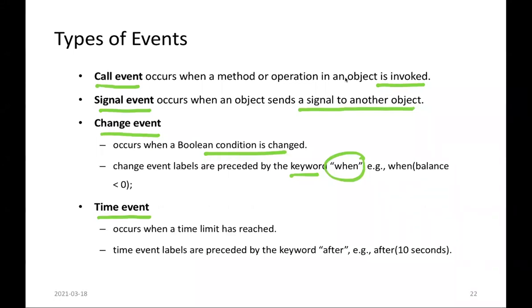Finally, the time event always occurs when a time limit has been reached, and we're going to use keywords to describe the time event labels. The most common keyword that we use a lot is "after". So you just write the keyword after, and then you open brackets and you put exactly the time limit by which a transition occurs between the states.